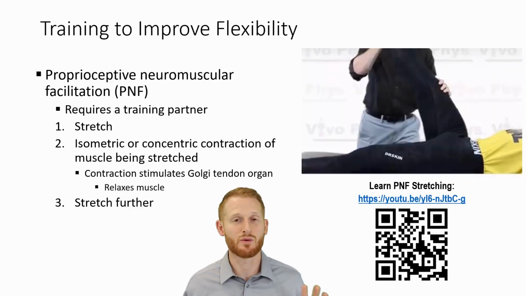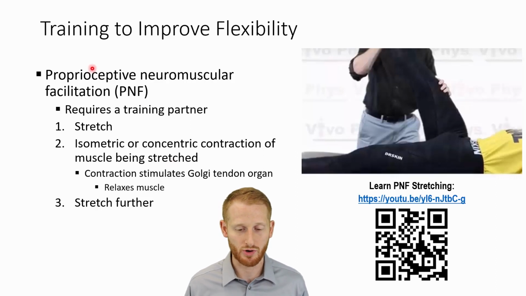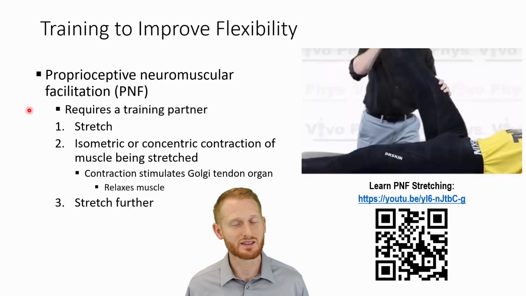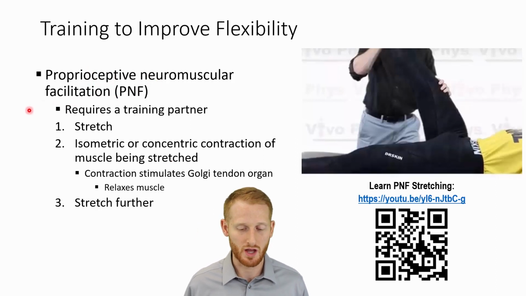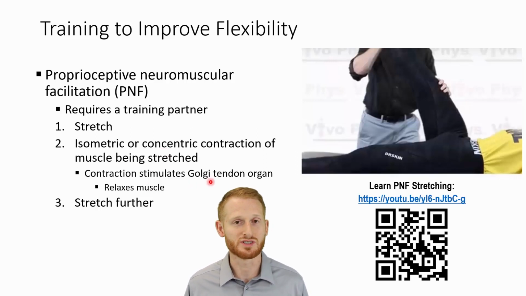The last type of stretch that I want to quickly mention here is something called proprioceptive neuromuscular facilitation, or PNF stretching. And this is kind of like static stretching, but it involves 2 static stretches with a contraction in between. So you do a stretch, you do either an isometric or concentric contraction of the same muscle that's being stretched, and that will engage the Golgi tendon organ, causing an inhibition of the muscle and relaxing it further. And then you do a second static stretch immediately after that, and that stretch should be able to go a little bit further.